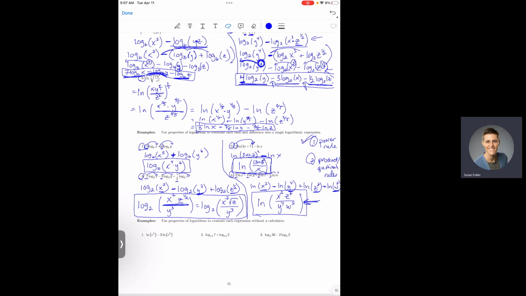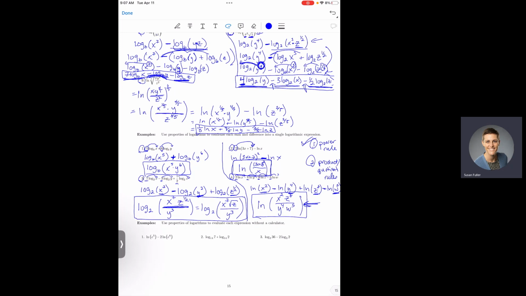All right. Last thing that I wanted to do here are these last few examples at the bottom. It says use properties of logarithms to evaluate each expression without a calculator. All right, so we're trying to do all of this without a calculator. So number one, the ln of e to the fifth minus 2 times the ln of e to the sixth.